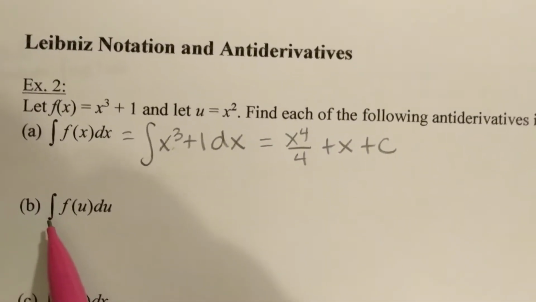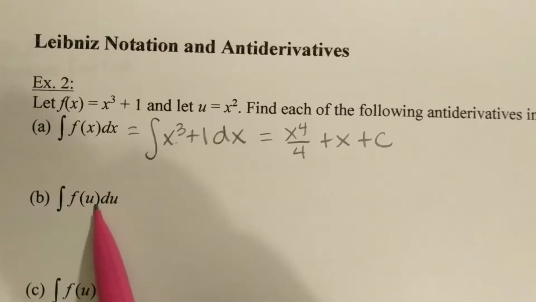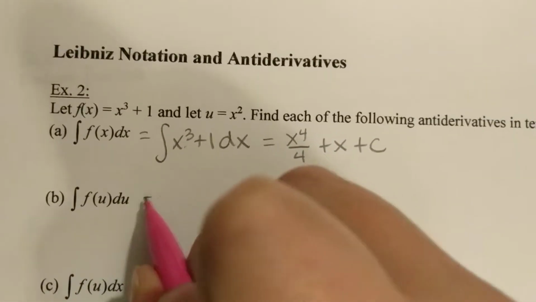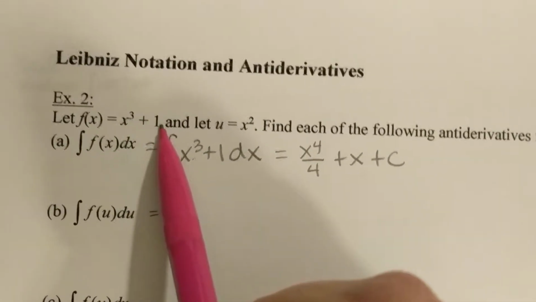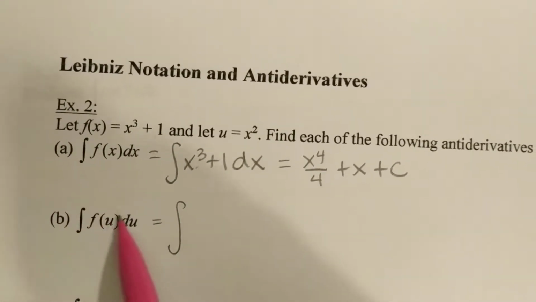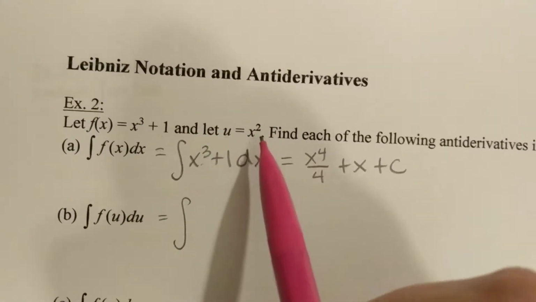Now, part B says, do the function of u with respect to u. Well, my function is x cubed plus 1, but they said to replace the x's with u. So the u is x squared.